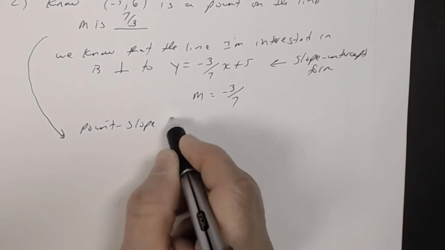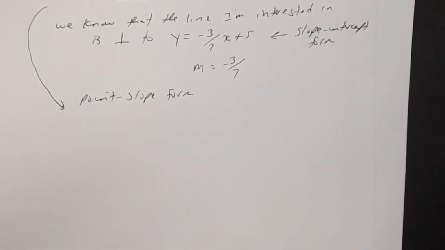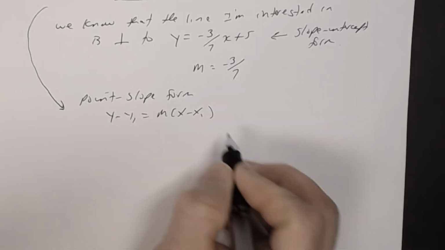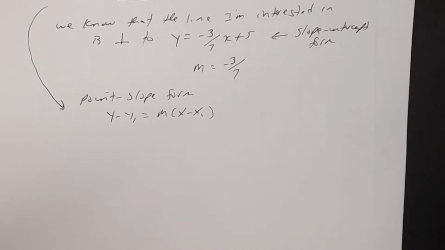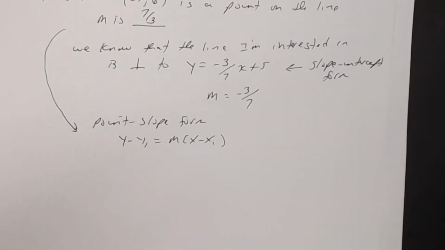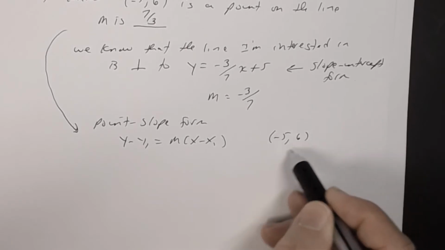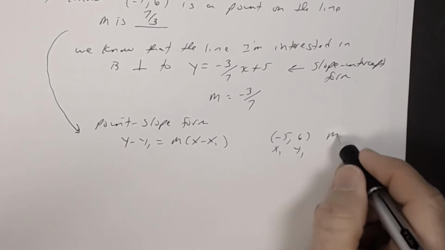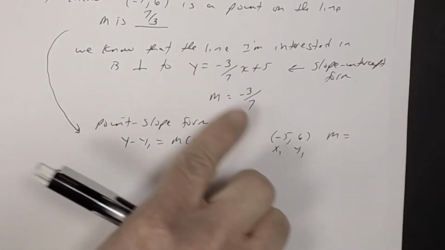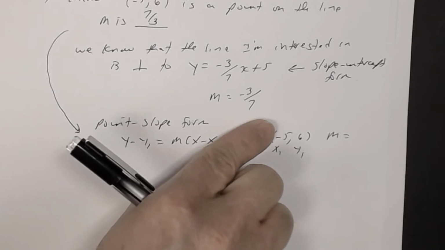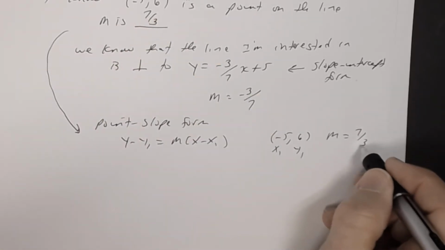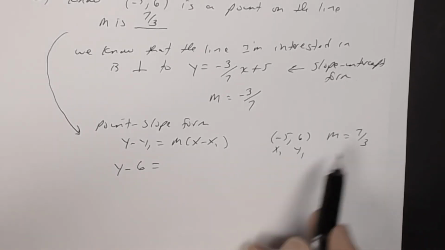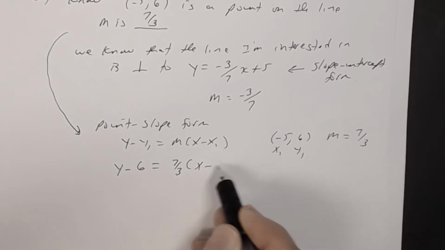All right, point slope form. And point slope form says this: y minus y1 equals the slope times x minus x1. And you know the point of that line. A point on that line is negative 5, 6, right? So I'm going to go ahead and rewrite it right here, and I'm going to label it x1, y1. Good idea to label these. And I know the slope now, the slope of the line I'm interested in. Now be careful, you need to use this one, not this one, okay? This one, 7/3.